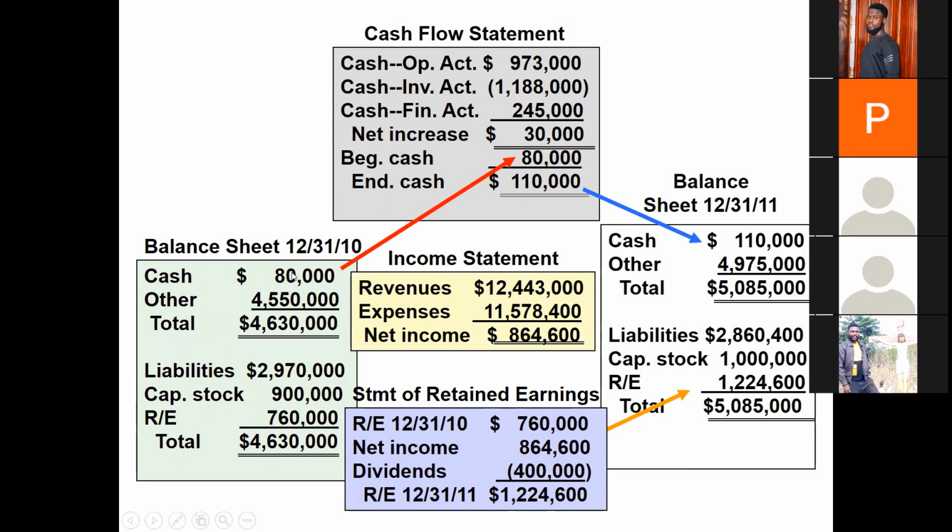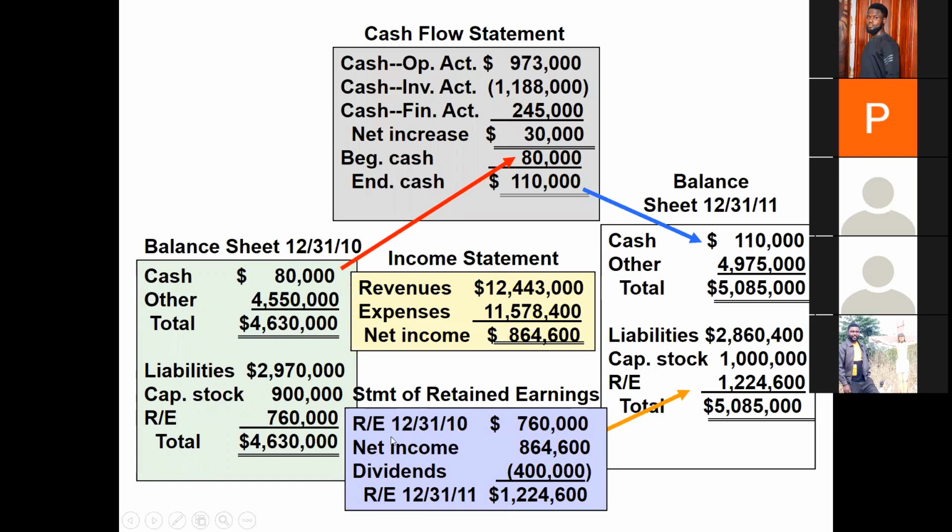We have cash, 80,000. We have orders, 140,000, 55,000. And then the total is this. Let's see liability. And then let's see capital stock. Now the retained earnings is here. So retained earnings is 760,000. Sorry for my words, 760,000. This is the retained earnings for 2010.